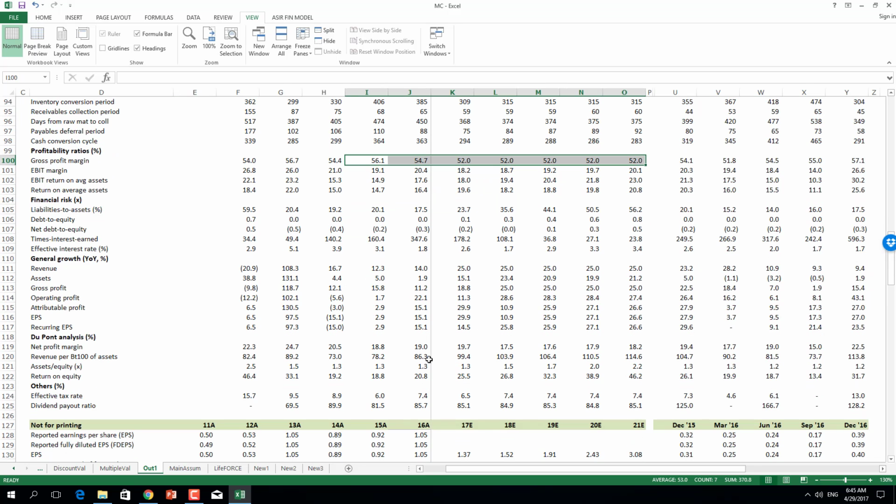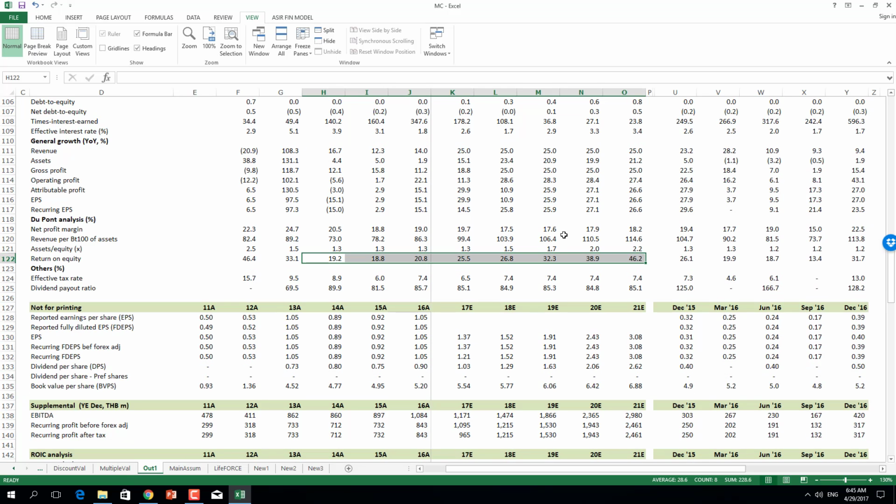And then I can look at your return on equity. Well, this company's return on equity was, let's say, 19, 20, something like that. And now I'm saying it's going to be 46. Is that realistic? Are you sure? That's pretty high. So those are the types of things that I would look at, try to understand.